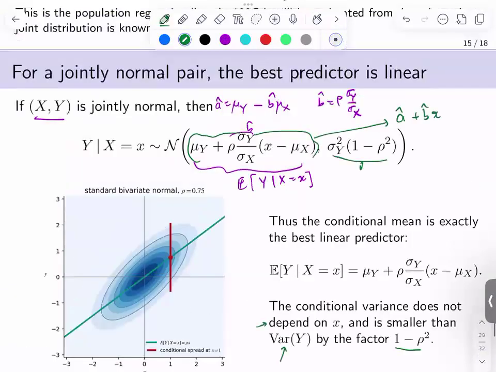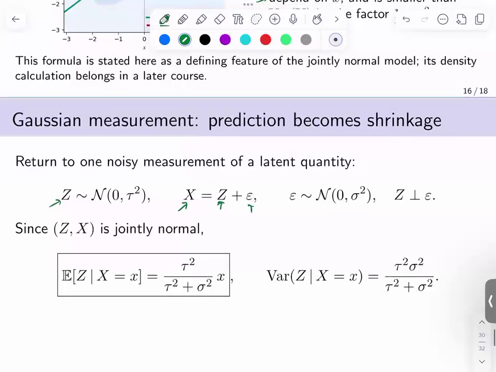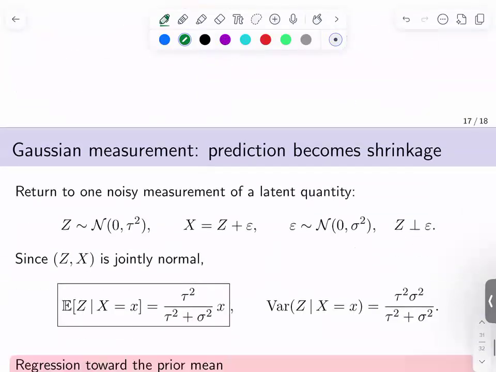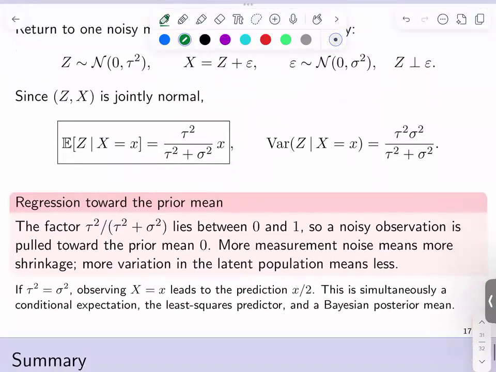you can use this formula. That would give you this quantity. And you can see it's some sort of shrinkage. This is less than 1. So you would shrink the value that you observe because you know that it's noisy. So you predict z to be in general smaller. And then this is going to be the conditional variance. This idea is called shrinkage. So noisy observations will pull back towards the prior mean.